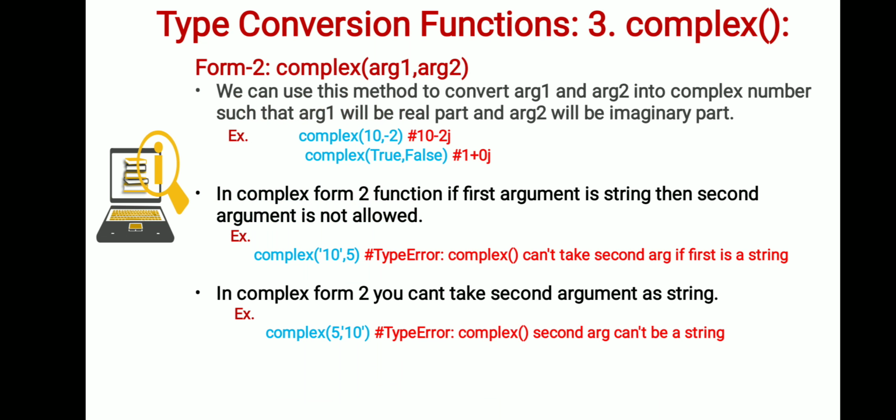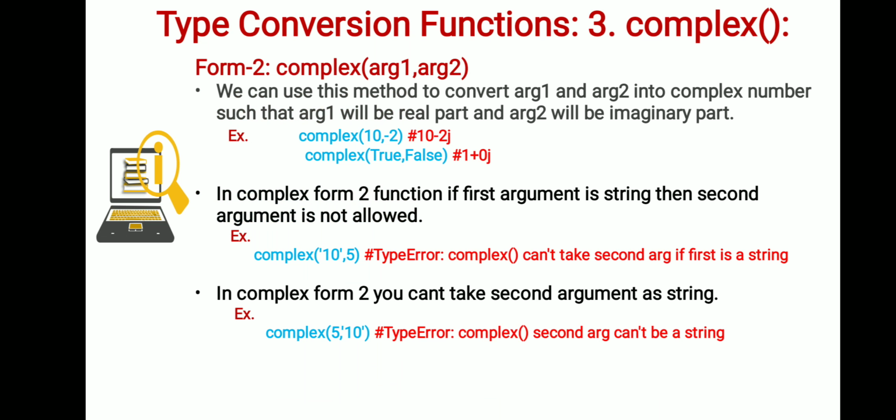Now 10 will be the real part of the complex number and minus 2 will be the imaginary part of the complex number. Now if we are executing this line, we get output as 10 minus 2j. Then complex of True comma False. So we know that internally True is treated as 1 and False is treated as 0. So 1 comma 0. So we get output as 1 plus 0j.